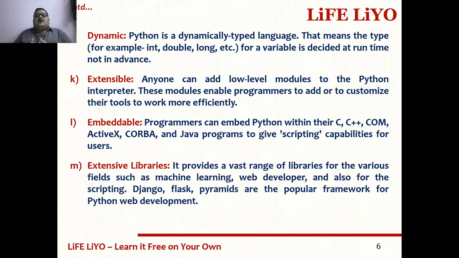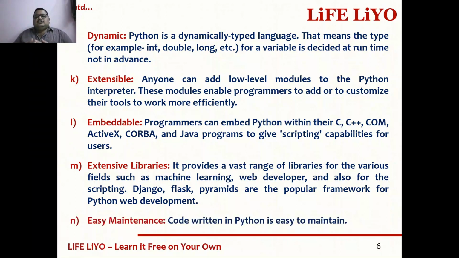So Python not only supports machine learning, it supports web development, and it also has various scripting libraries. One of the famous frameworks of Python is the Django framework, which is for Python web development. Maintenance. The code written in Python is very easy to maintain.